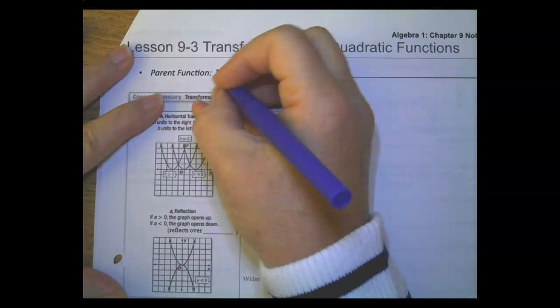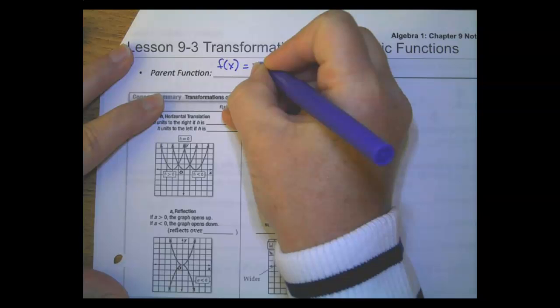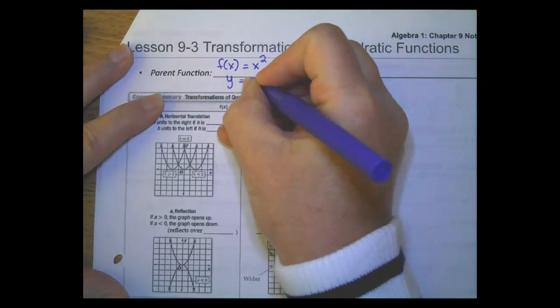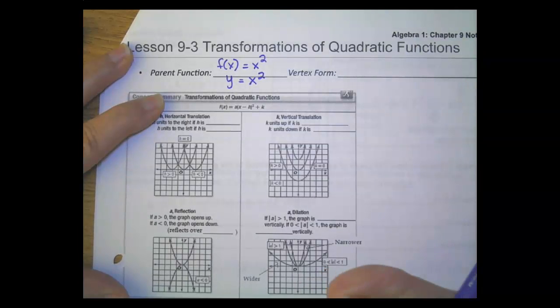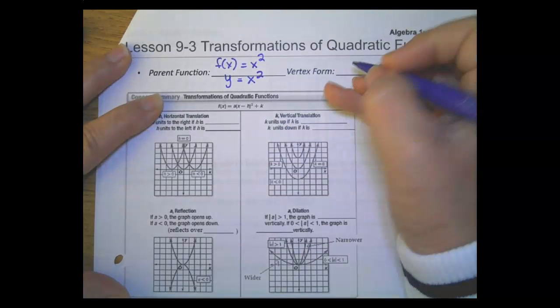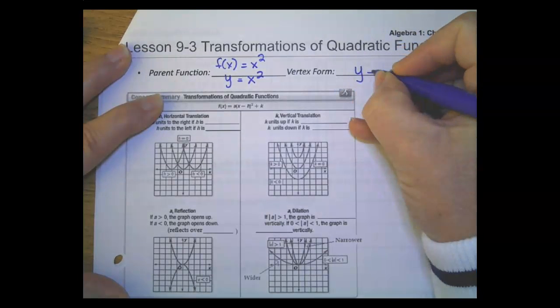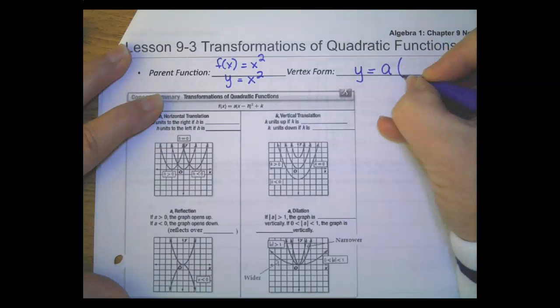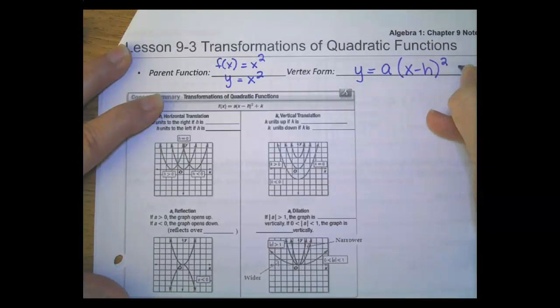Your parent form is either f of x equals x squared or y equals x squared. That's called your parent function, and that's where you start at 0, 0, and it's just a basic parabola. And then we change things. Everything can change. So let's write down the vertex form: y equals a(x minus h) squared plus k.